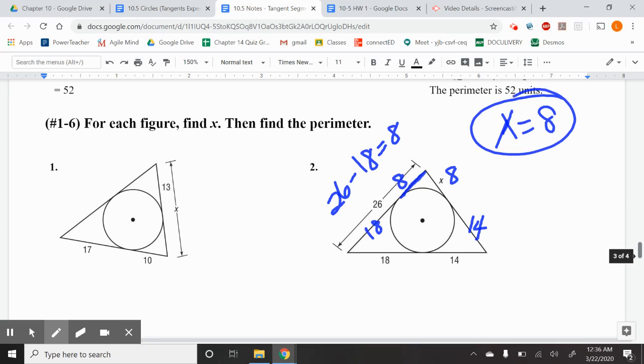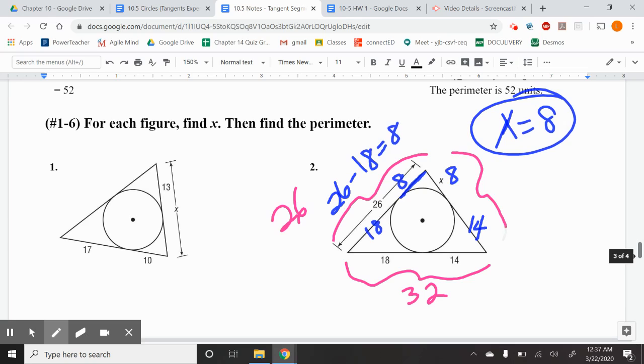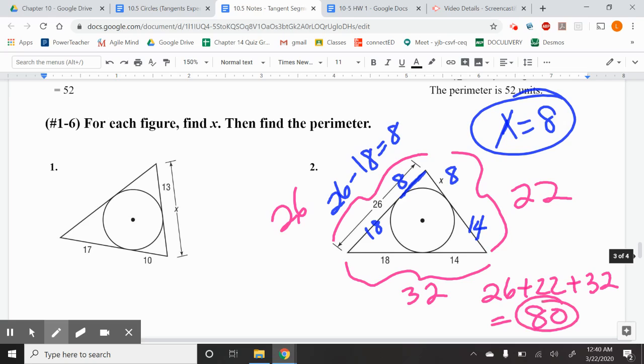All right, and to get the perimeter, again, I get the length of the whole thing. So here I have 18 plus 14, that's 32. 18 plus 8 is 26. And 8 plus 14 is 22. So 26 plus 22 plus 32 equals 80. So the perimeter is 80.